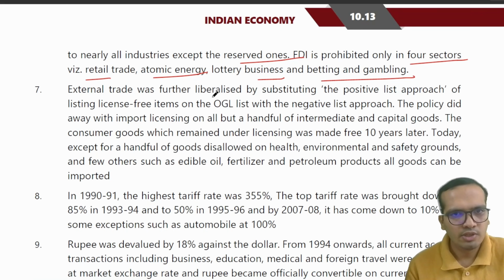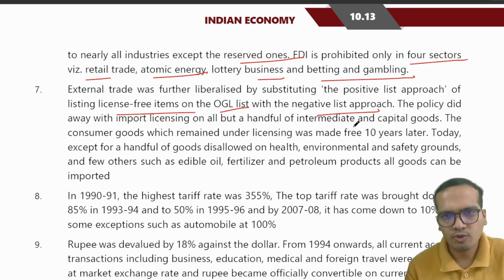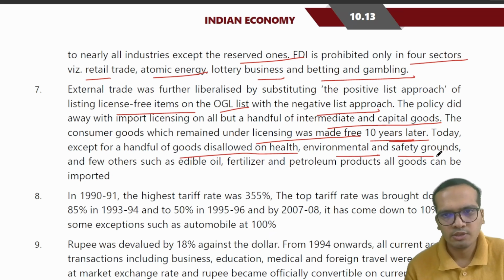External trade was further liberalized by substituting the positive list approach of listing licensing-free items on the OGL list with the negative list approach. The policy did away with import licensing on all but a handful of intermediate and capital goods. The consumer goods which remained under licensing were made free 10 years later. Today, except for a handful of goods disallowed on health, environmental, and safety grounds, and a few others such as edible oil, fertilizer, and petroleum products, all goods can be imported.